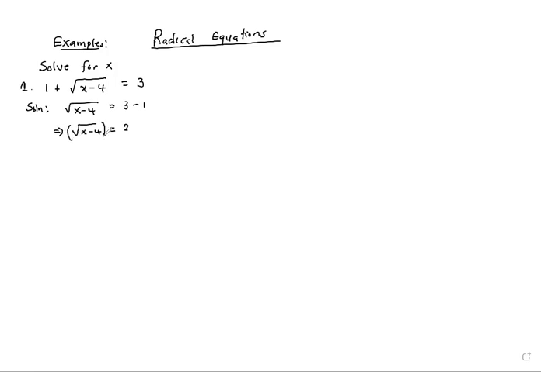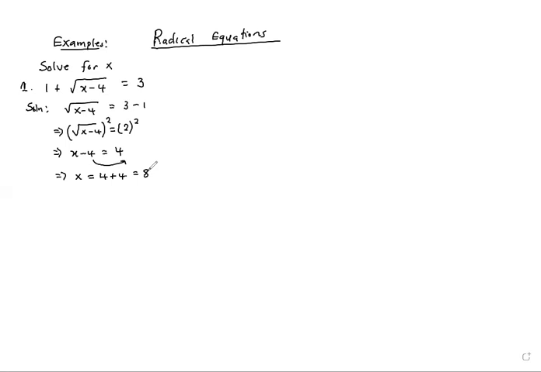Then this part will be squared, also this part will be squared. So we'll get x minus 4 is equal to 4. Take 4 to the other side. We'll get x is equal to 4 plus 4, which is equal to 8.